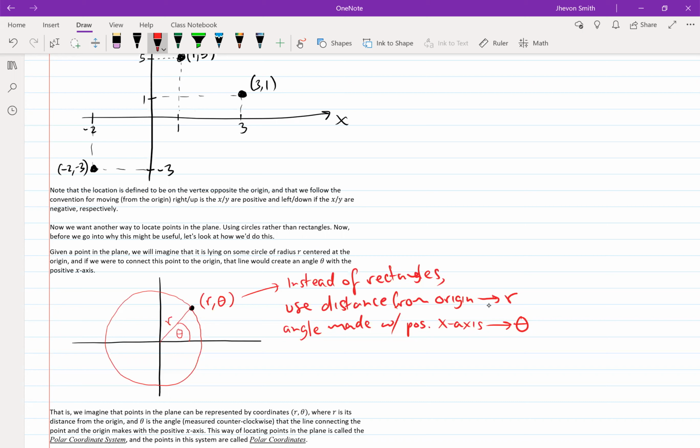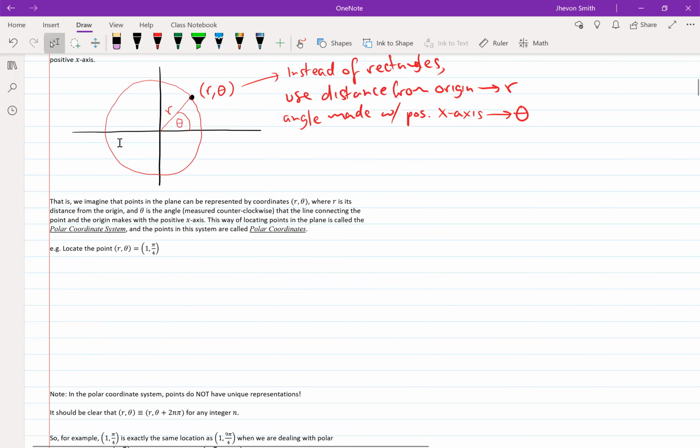And that's it. That's basically what polar coordinates is. It's just a way of looking at coordinates in the plane in this way. That's all it is. Now, this will obviously have some consequences. And any system that we use this kind of way to locate, that's called a polar coordinate system. And the coordinate r comma theta is called a polar coordinate.